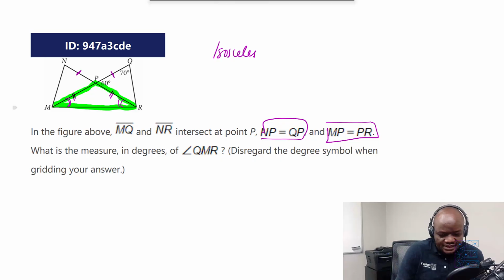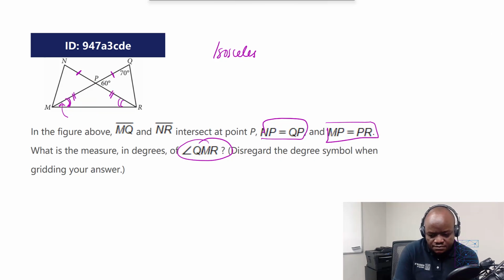And the reason I'm highlighting that is as this question wants us to solve for angle QMR, one of the base angles of that isosceles triangle. So let's get to work. How do we figure out those angles? Well, let's focus our attention here.